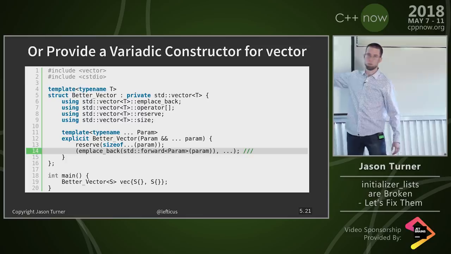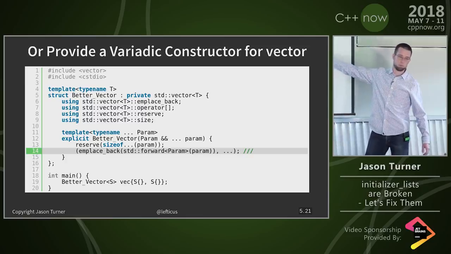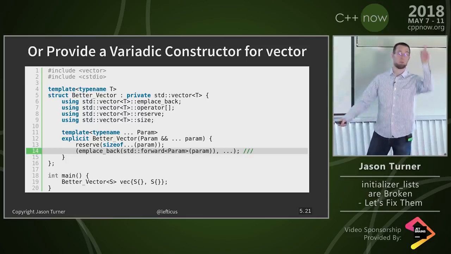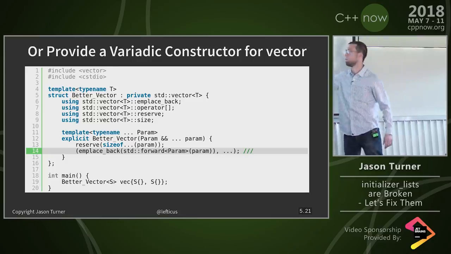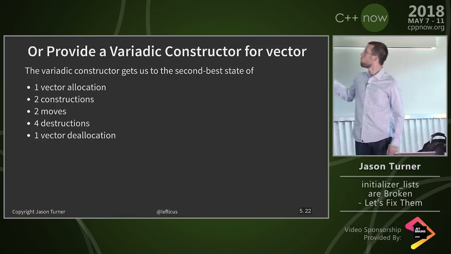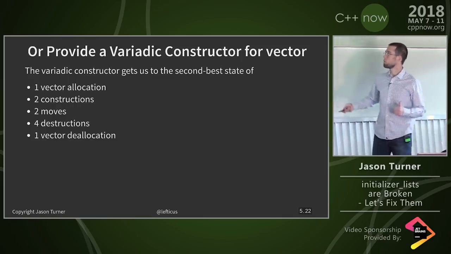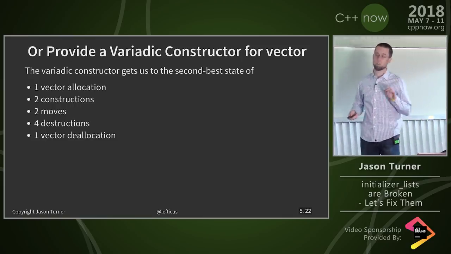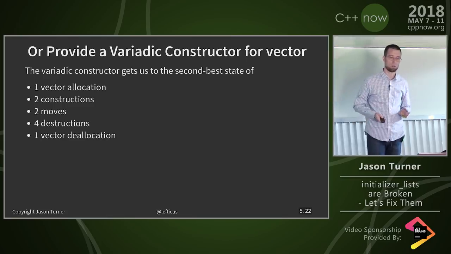And for those of you who don't know, this is a fold expression from C++17 that's folding over the comma operator, technically. So with that, we've got one vector allocation, two constructions, two moves, four destructions, and one vector deallocation. It's pretty close to our second estimate.